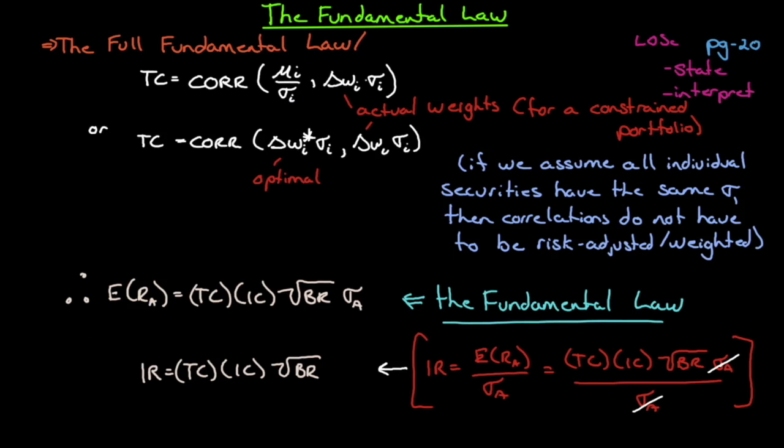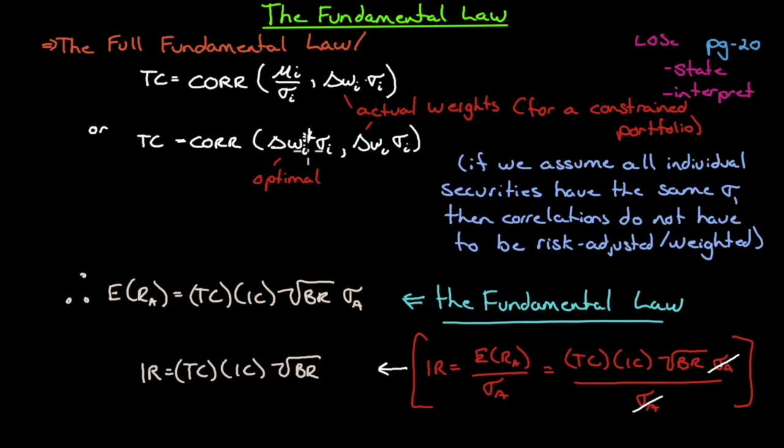All right, let's move to the full fundamental law. And the full fundamental law, we have to bring in the transfer coefficient. And you recall that that was the correlation between what we forecasted and the actual weights we get to use. Whatever our forecast of actual return is used to determine what the optimal weights would be. So we could also say that the transfer coefficient is the correlation between the optimal weights we would like to use and the actual weights we can use.